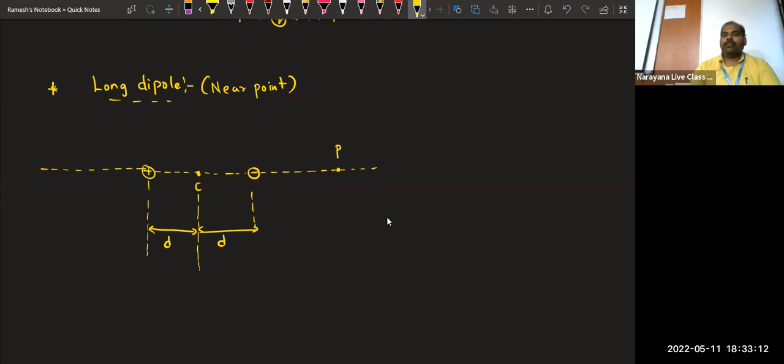Every distance is measured from where to where? From the center to point P, that is equal to how much? X meters. Correct or wrong? Now, I want to find the electric field at point P because of the two charges. How will the positive charge produce field at point P? Always away. So this is the electric field due to the positive charge. What about the negative charge? Always inwards.